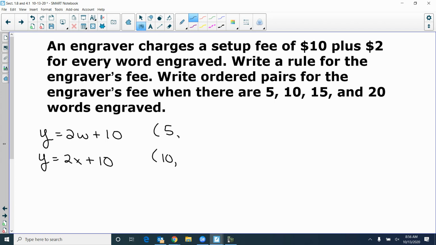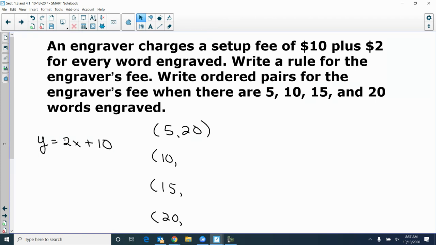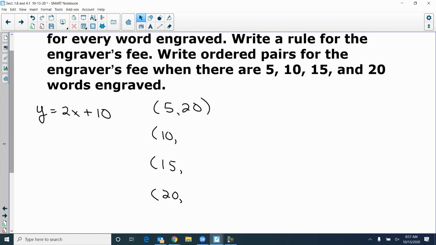It says write ordered pairs for 5 words, for 10 words, for 15 words, and 20. Well, all that tells us to do is plug in 5 for the x. What's 2 times 5? It's 10, plus 10 is 20. So the y value would be 20. Go ahead and plug in 10, 15, and 20 into that rule, or that equation.